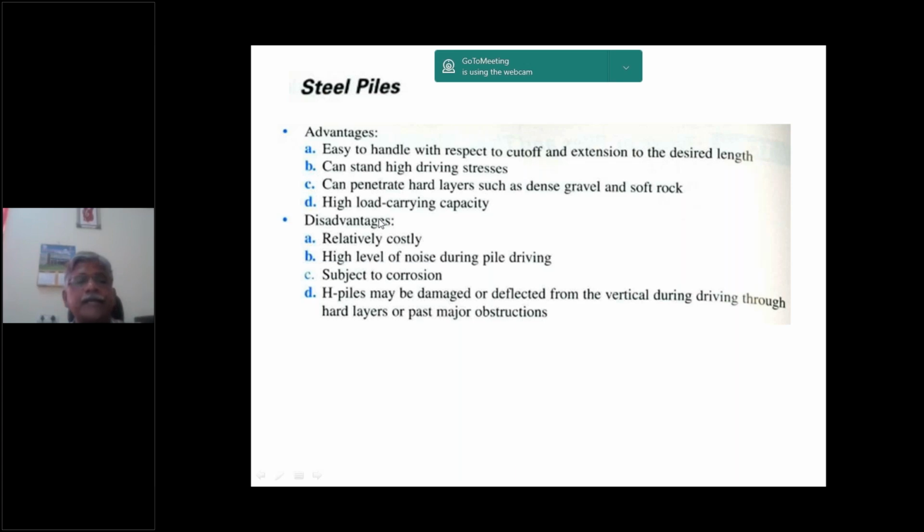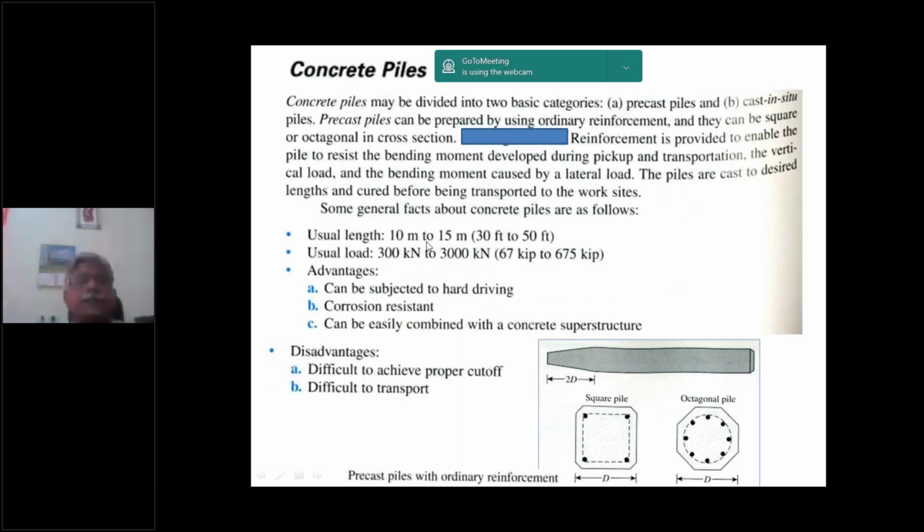And the concrete piles, usual length of the concrete piles 10 meter to 15 meter, and the load carrying capacity of the concrete piles will be around 30 tons to 300 tons. And the main advantages of concrete piles: they can be subjected to hard driving, corrosion resistant, and can be easily combined with a concrete superstructure. These are the advantages of the concrete piles that we can use. And the concrete pile, the reinforcement configuration is like this.